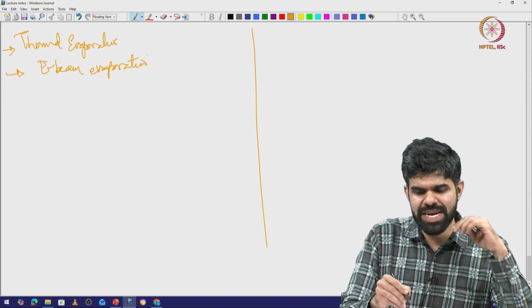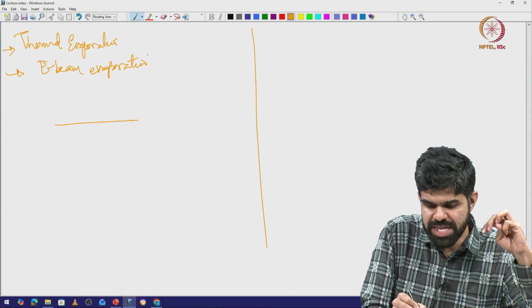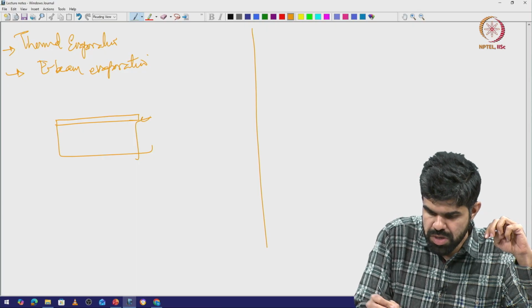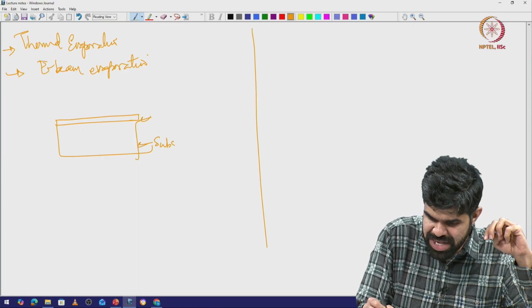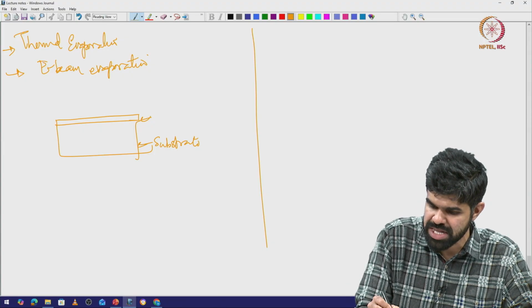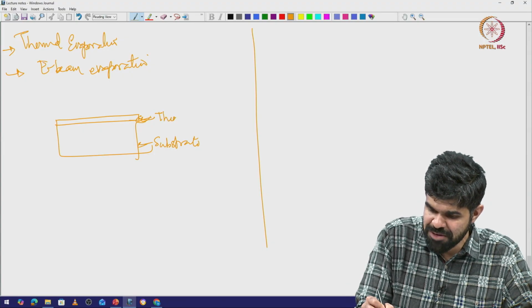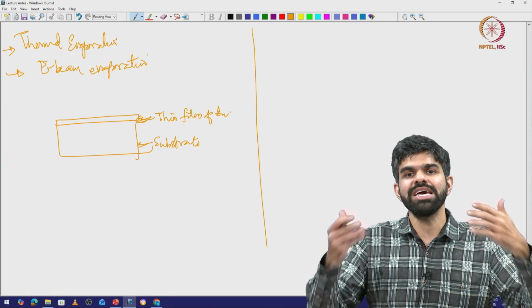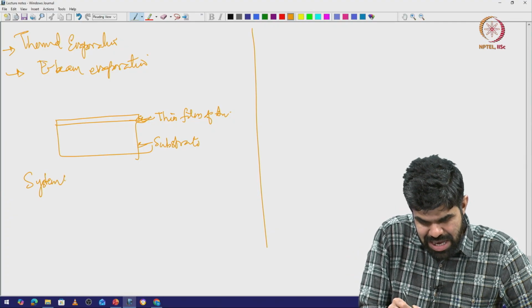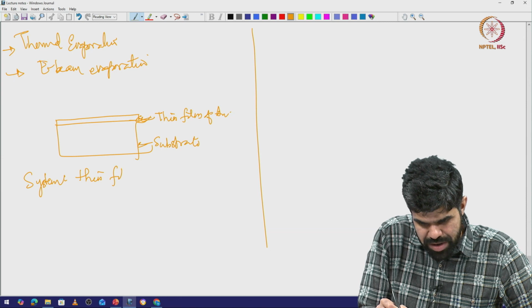Now what exactly is happening here? Here my system is this thin film of gold. This is a substrate, and it can be a silicon substrate. I just want to coat a thin film of gold on the silicon substrate. I want to deposit a thin film of gold. So what do I care about? I care about this thin film of gold. So the system is the thin film of gold.